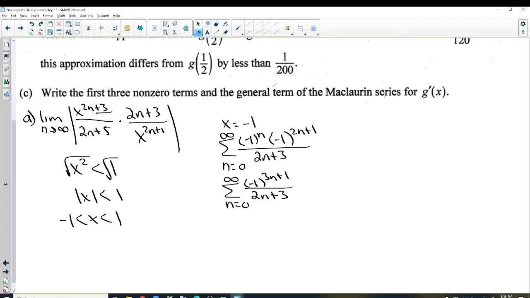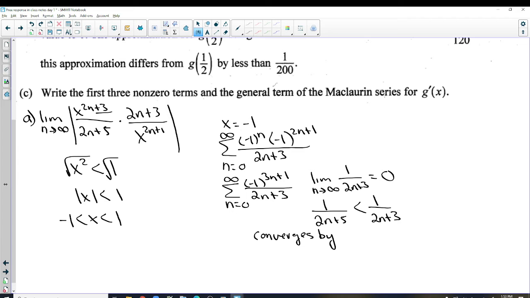All right. So now let's use the alternating series test. We have the limit as n approaches infinity of 1 over 2n plus 3 is equal to 0. The denominator is getting big. So it passes the nth term test. Then we have to say that 1 over 2n plus 5 is less than 1 over 2n plus 3. Are you 100% confident in that statement, or do we have to take a derivative? We're good, right? We're good because we don't have to mess with the numerators. So this converges by alternating series test.